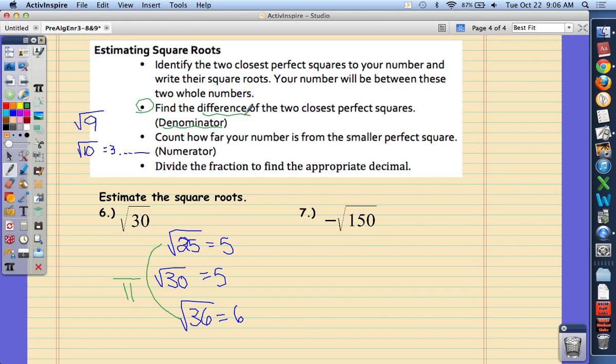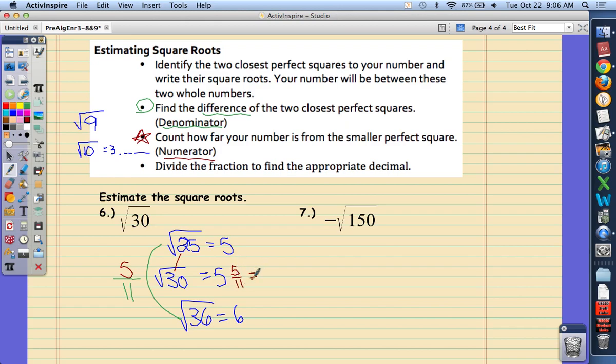Okay? Then you're going to count how far your number is from the smallest perfect square. So how far is your number, the 30, from the smaller perfect square? 30 minus 25, find that difference, and that's 5. That becomes your numerator. So the numerator is how far your number is from the smaller perfect square. And that means your answer is going to be somewhere around 5 and 5/11ths.